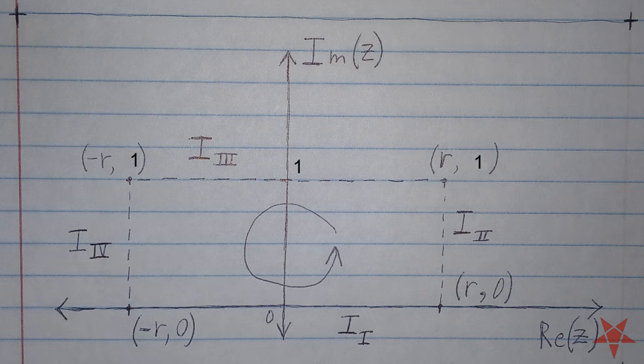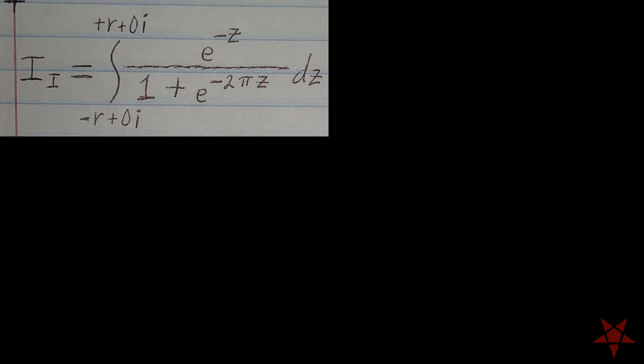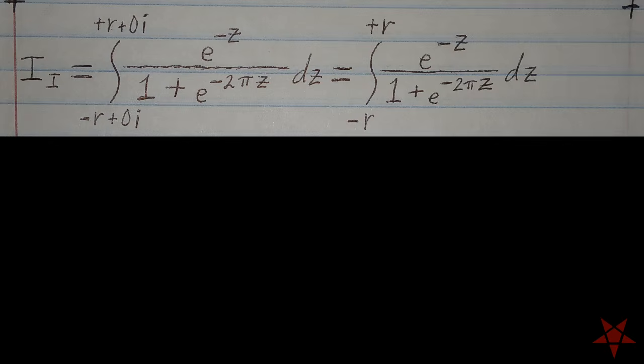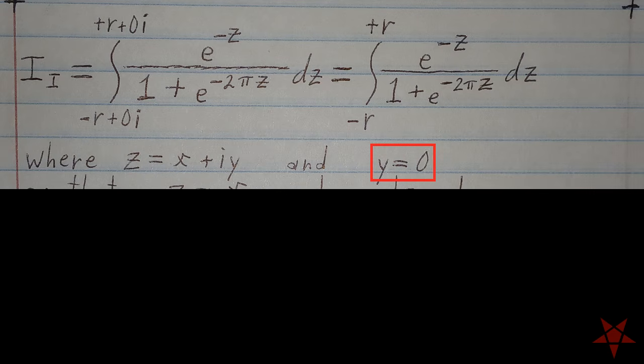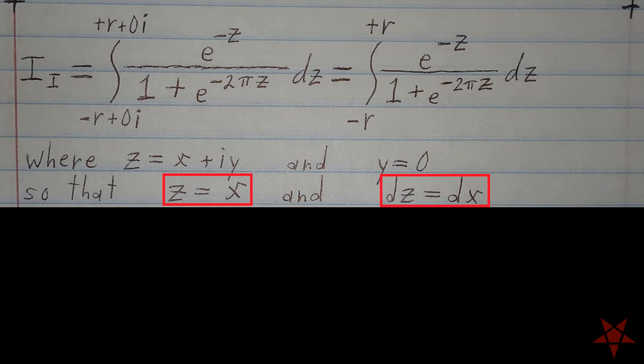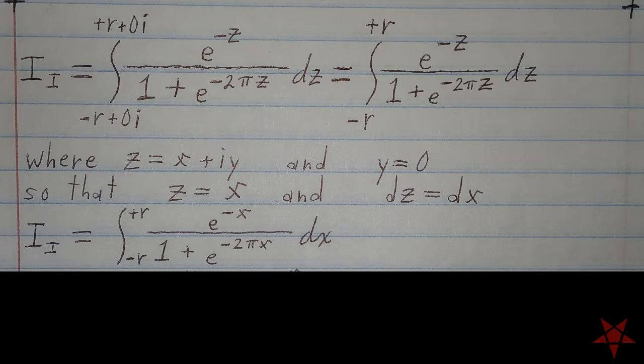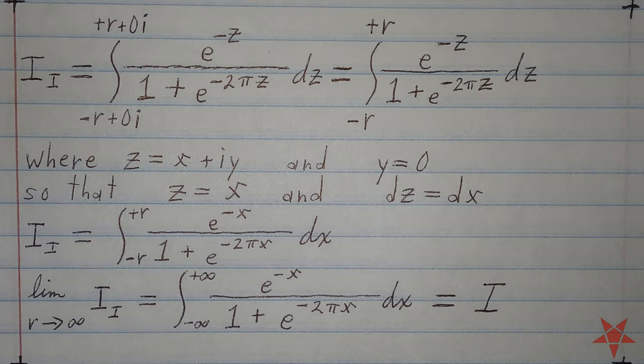Path integral capital I sub 1 takes us along the real axis from negative little r to positive little r. This gives us the following representation for capital I sub 1. We can ignore the 0i terms, of course, and the fact that little y is always 0 along this path means that we can equate both z and dz to x and dx respectively. This allows us to convert capital I sub 1 to that of an integral of x alone. If we take the limit of little r as it approaches infinity, we get the same integral that we are trying to solve.